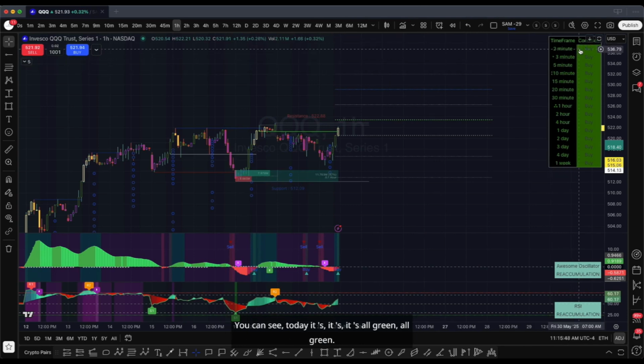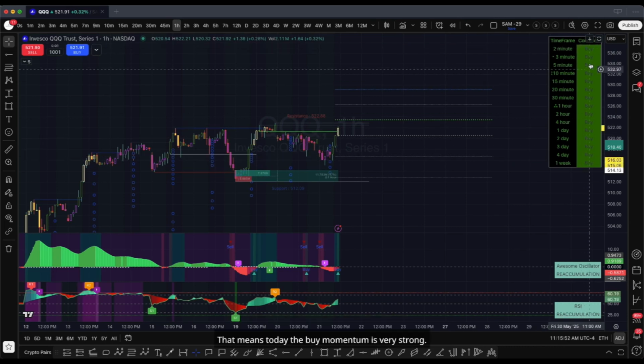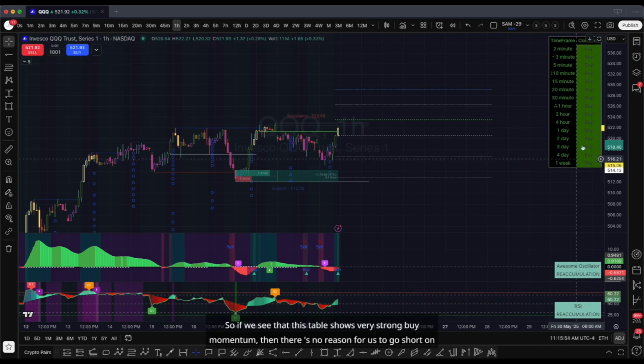You can see today it's all green. That means today the buy momentum is very strong. So if we see that this table shows very strong buy momentum, then there's no reason for us to go short on the market, right? So this is the momentum table.